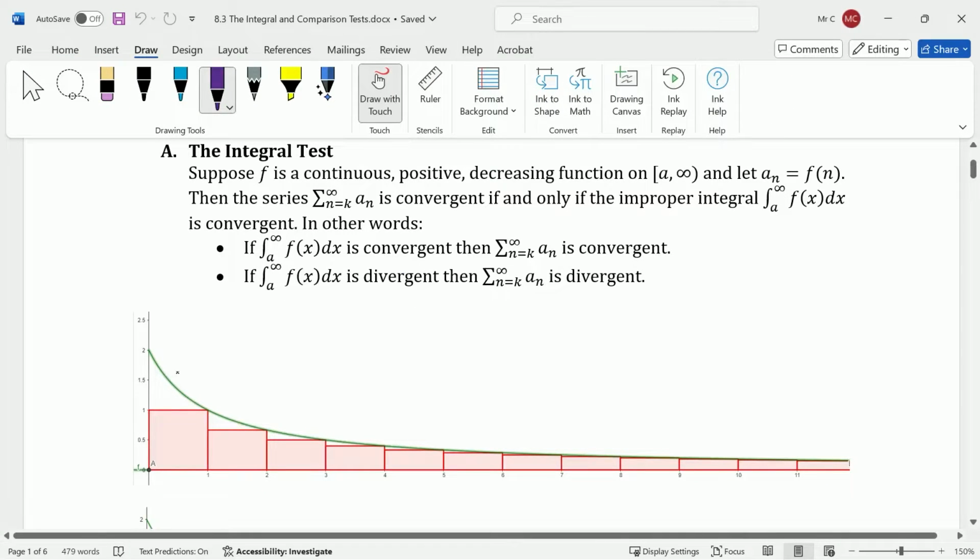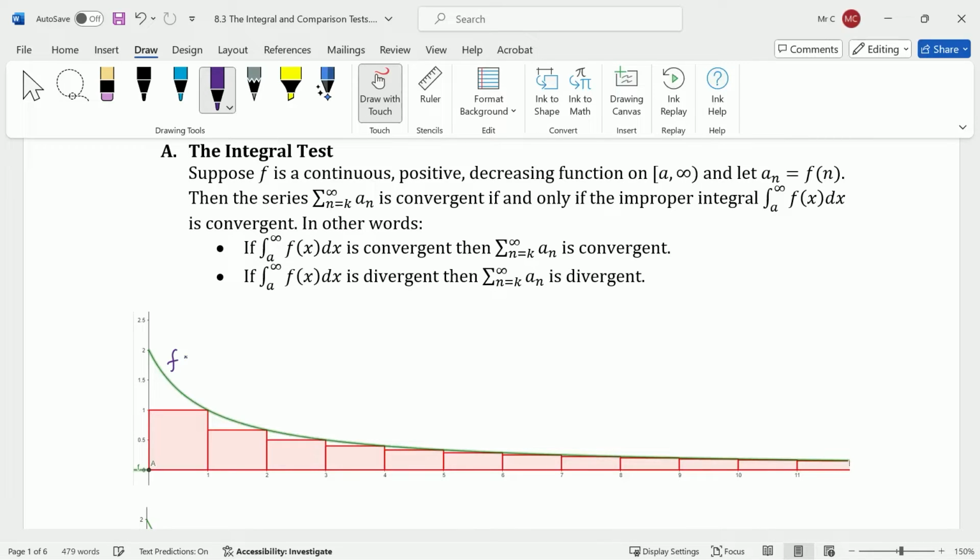So here we've got this function f, and each of these rectangles we've drawn has a width of 1 and a height of f of 1. This height is f of 2, and so forth, which means the area of each of these rectangles is equal to the value of the function at that point, or in other words, a1, a2, a3, a4, and so forth.